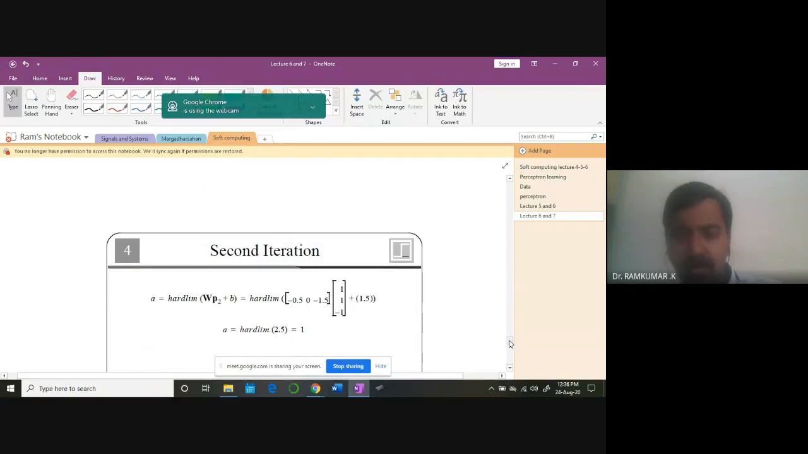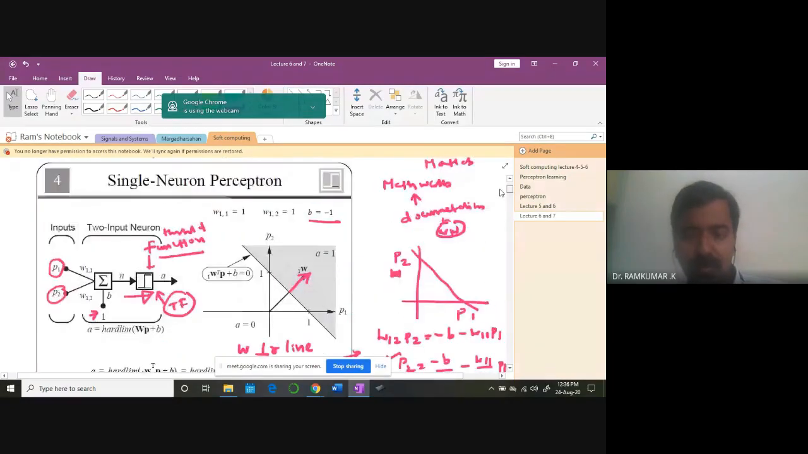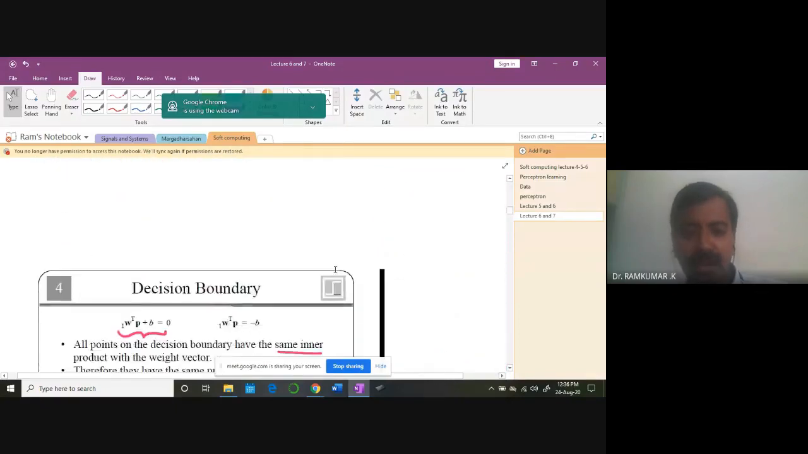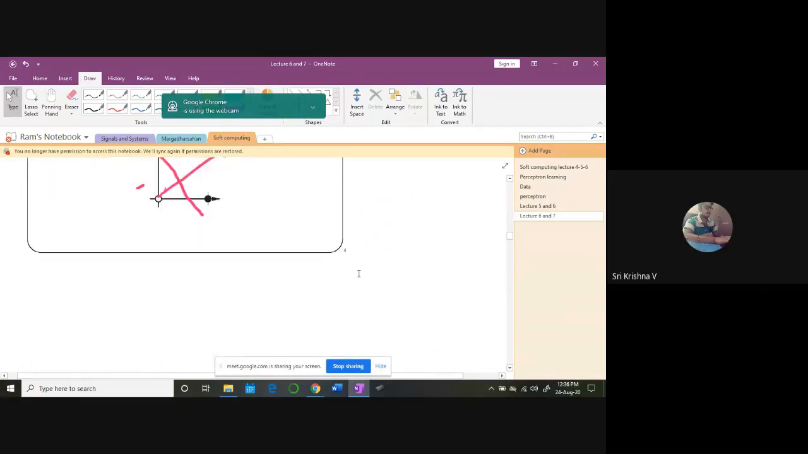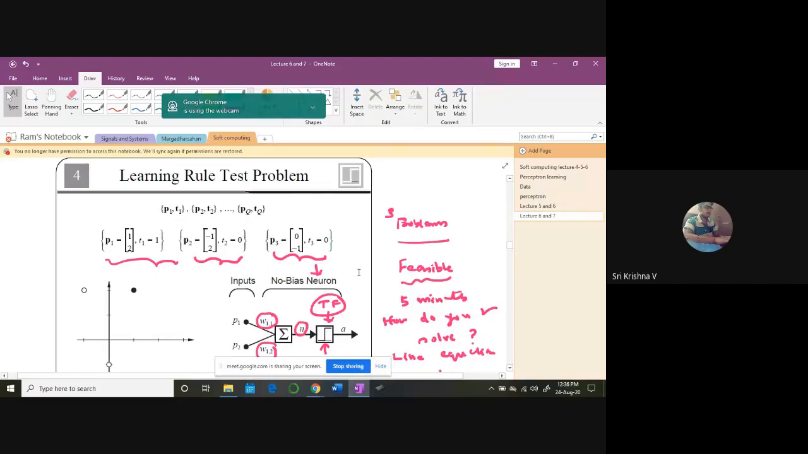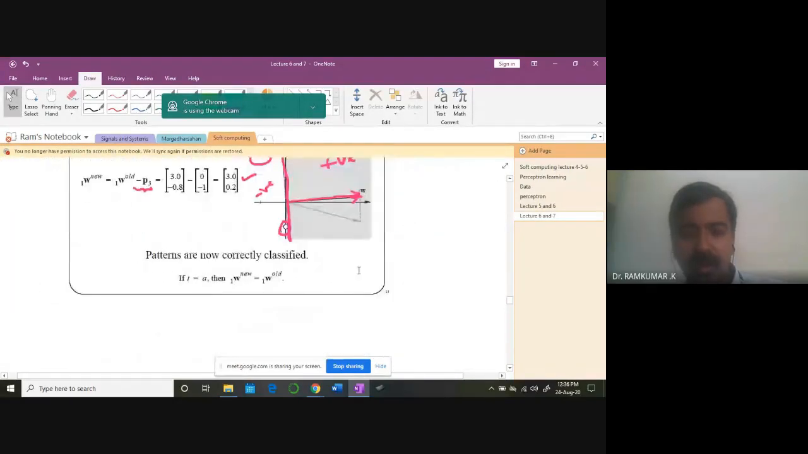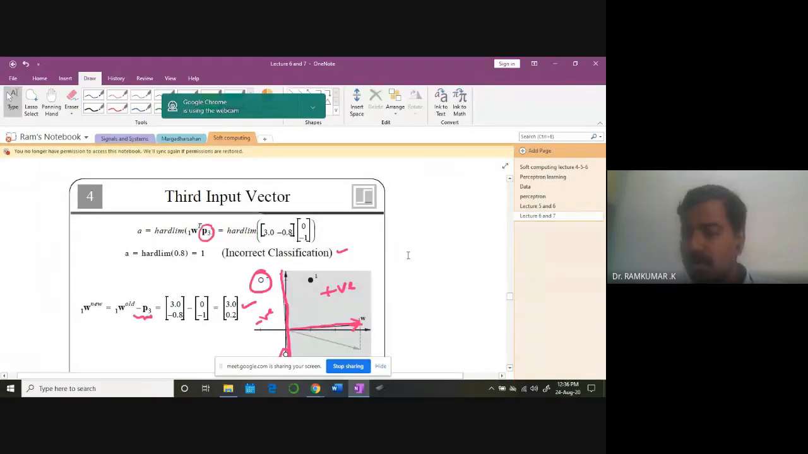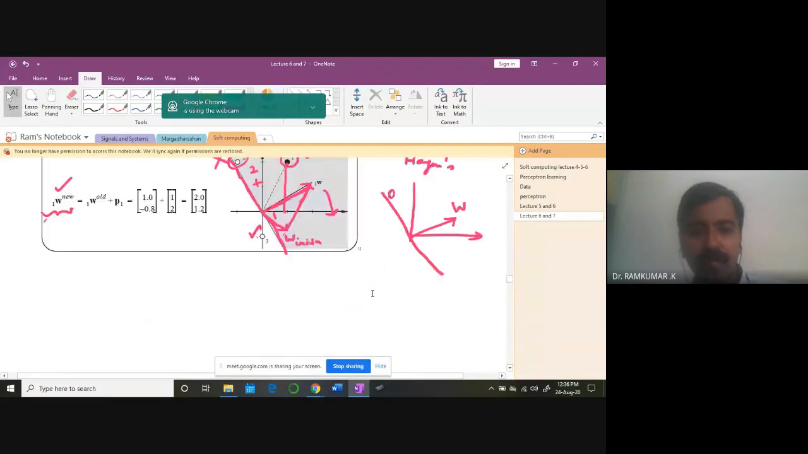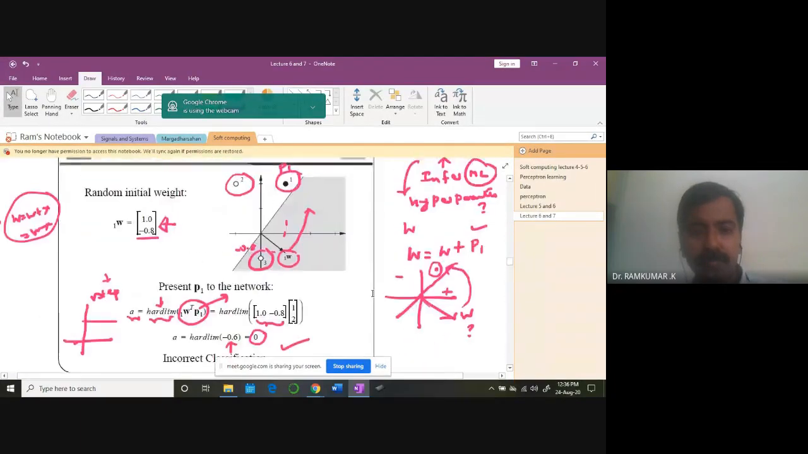Any doubts? Any clarification required? Can you explain that apple and orange again, sir? I didn't get it properly. Same problem? Same thing. It's the same idea. Look at this. That's the problem.